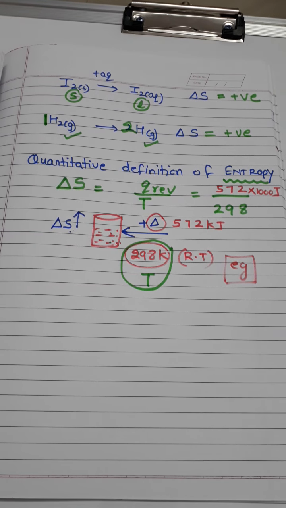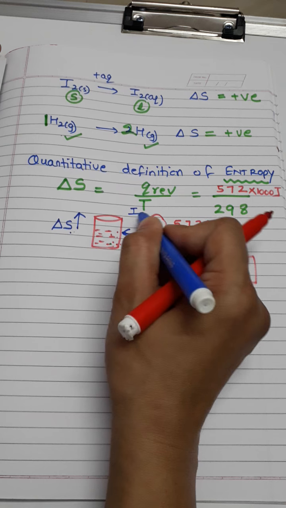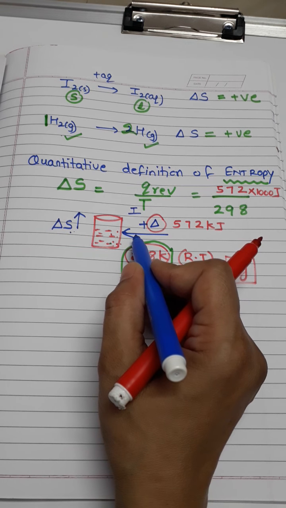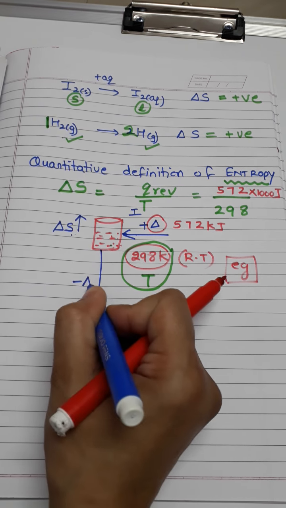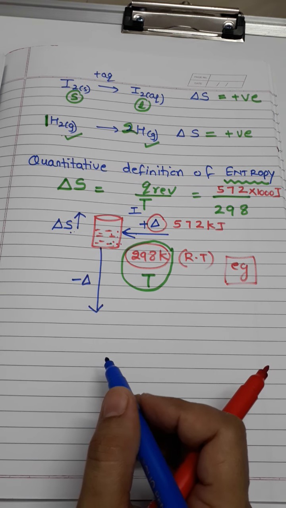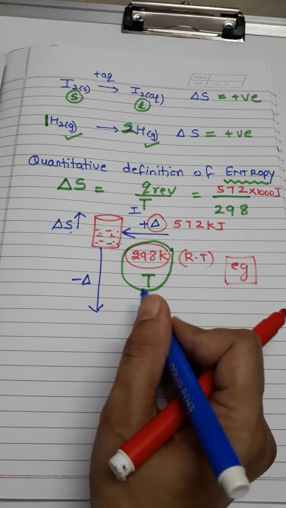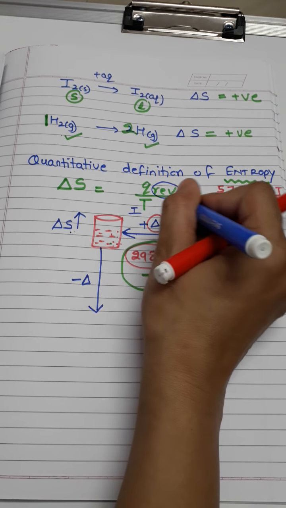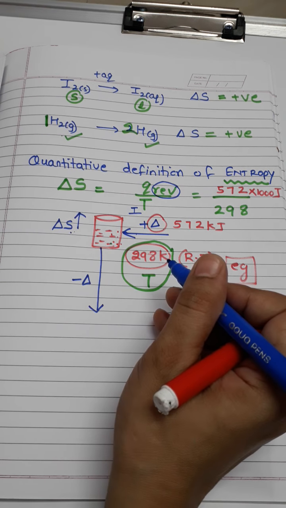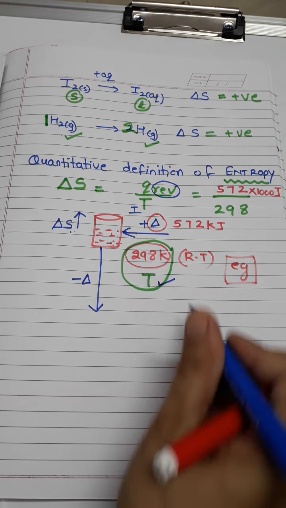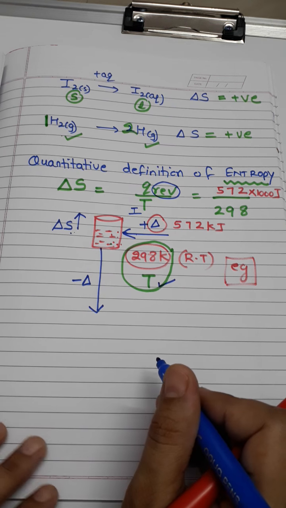Now students, why is it written Q reversible? In this example, case 1, I have added heat into it. Now we can also remove this heat. When you remove the heat out, and you can add the heat, it means this Q is reversible. You can provide heat to the system, you can remove heat from the system, but you should know at what temperature you are giving heat or releasing heat from a particular system.